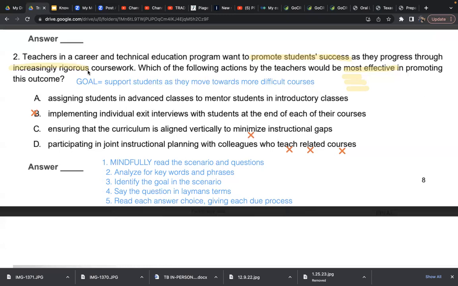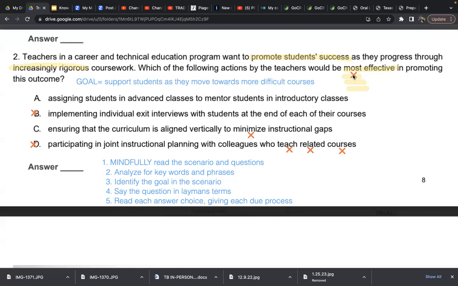So planning with a related colleague, while that is good practice to help them see how there are connections between all of the subjects, is not going to help with the goal. The goal is to support students as they move towards more difficult courses within career and technical education, not in a related course. So D for sure is not the answer. We're left with A and C, and we knew we would be because it says most effective.